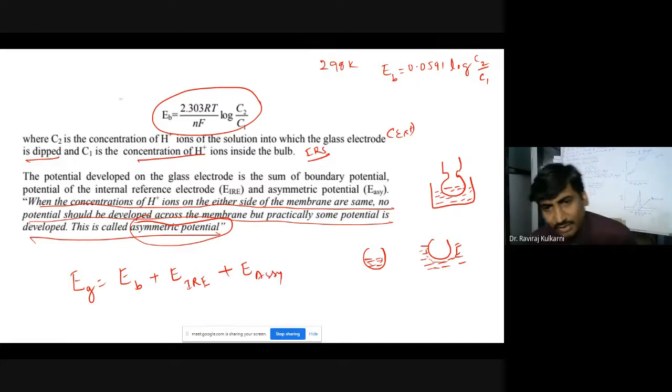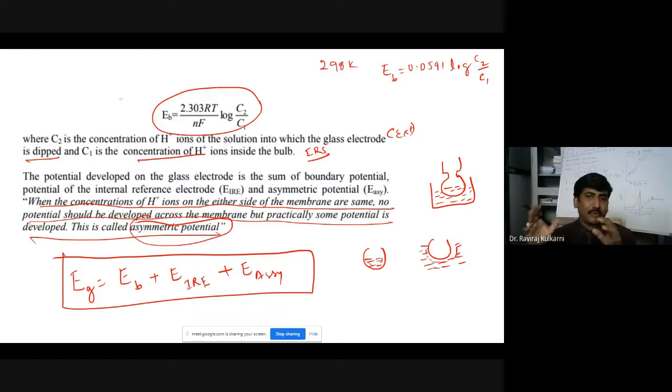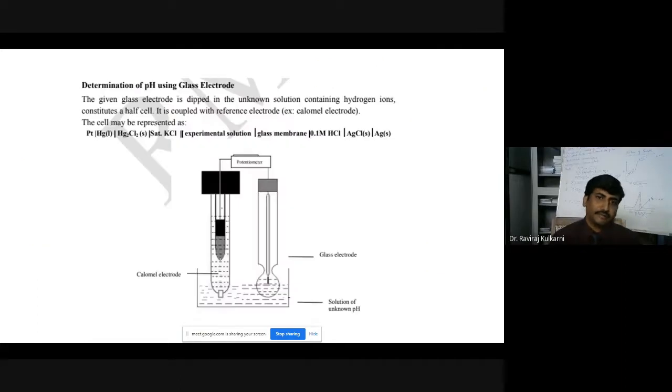When concentration of H plus ions on either side of the membrane are same, there exists some potential that is called asymmetric potential. So glass electrode potential is the sum of all the three. Boundary potential: when the concentration of H plus ions on either side of the membrane are different, then there exists a potential across the membrane that we call boundary potential. Okay, that is given by E2 minus E1 that we have derived, and this is the equation.